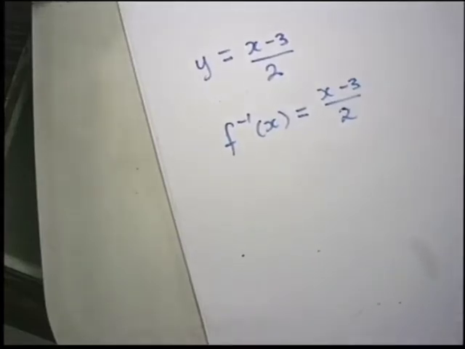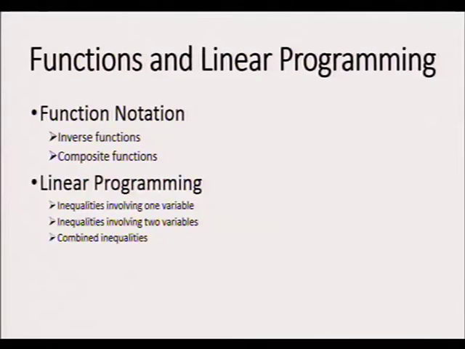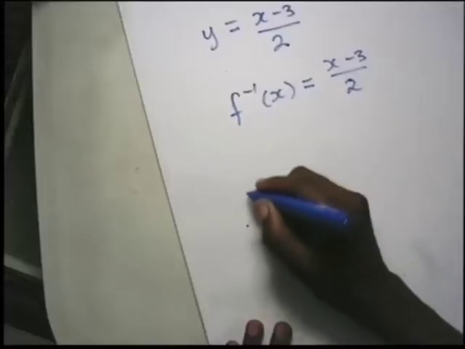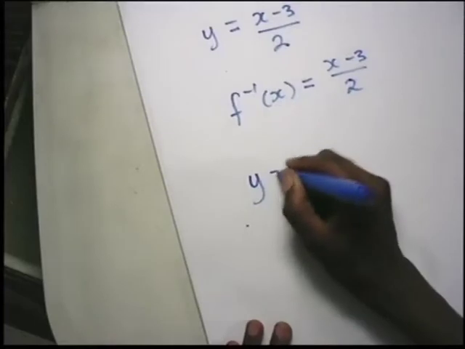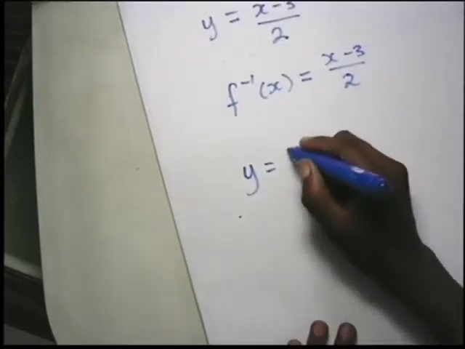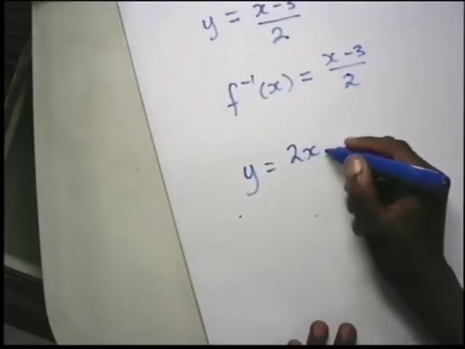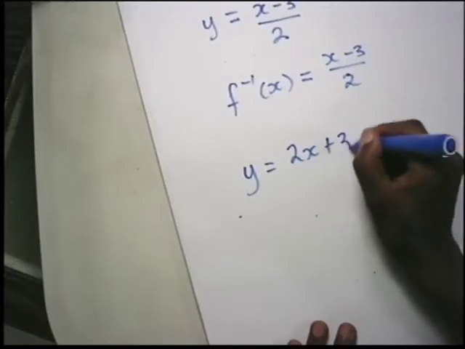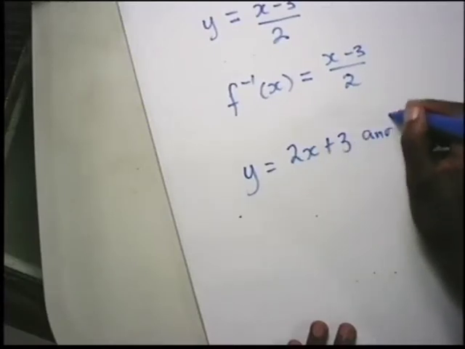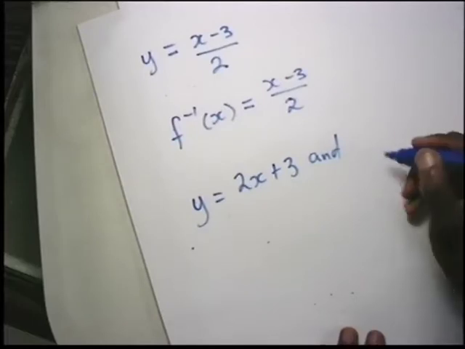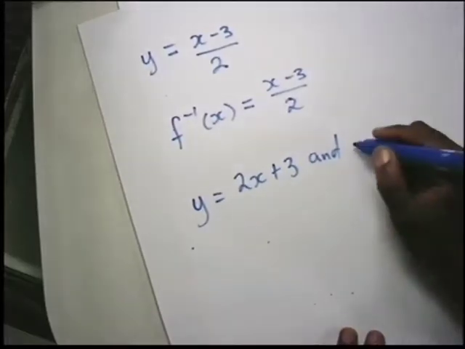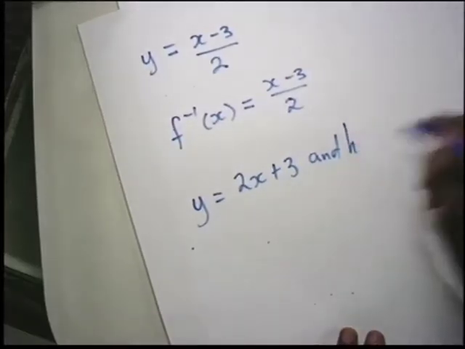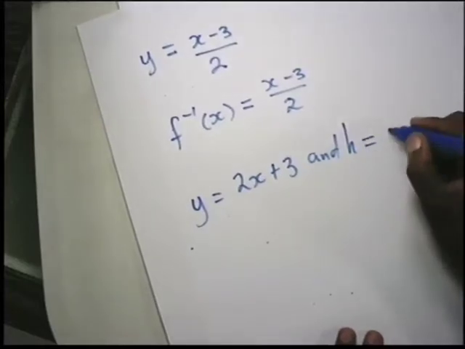Moving on to composite functions. Let me say you are told that you have y is equal to 2x plus 3, and you also have another function, let me say h is equal to 3x.